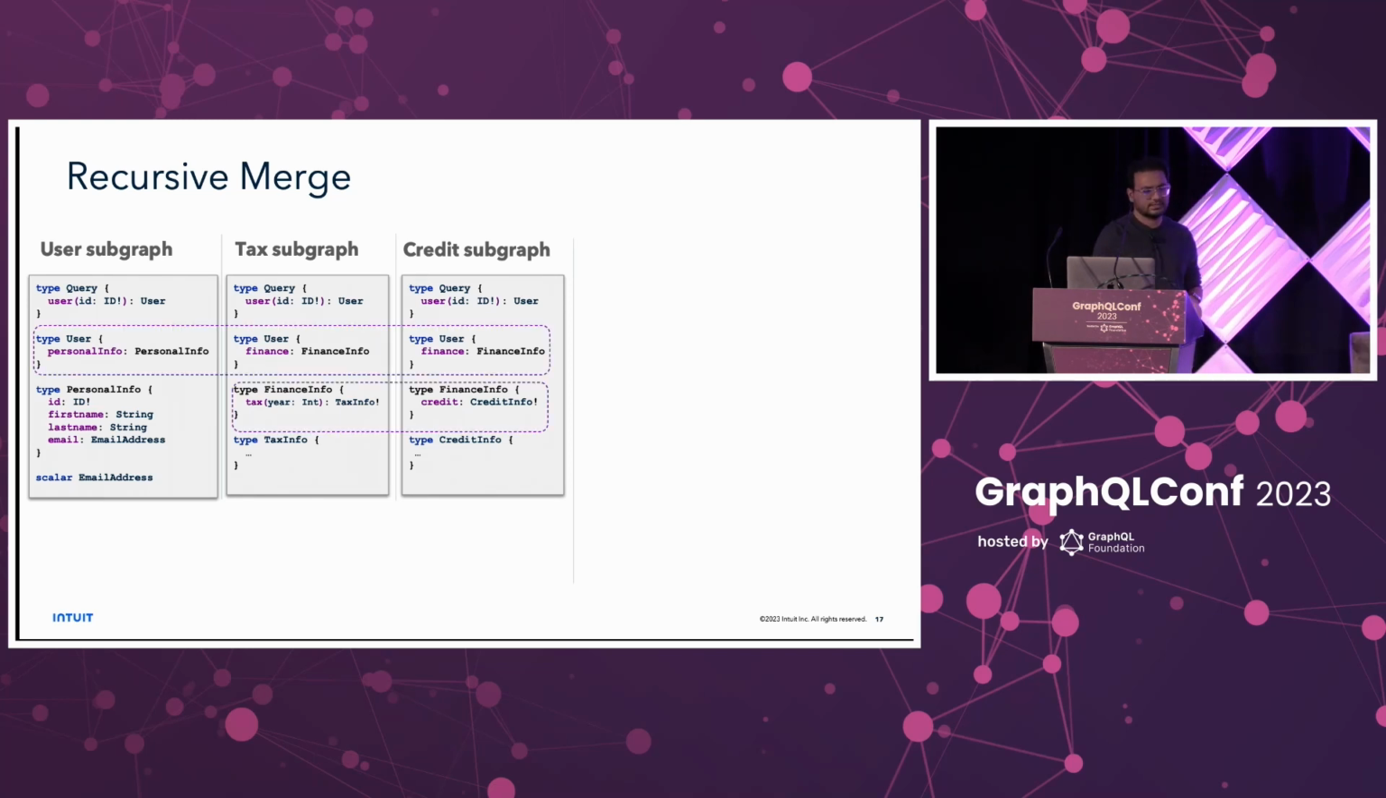Now, if you see, there are things that are common in these subgraphs. If you traverse from the query type, the user type is common. It has personal info and finance, and the finance type is common. It has tax and credit in different subgraphs, right?